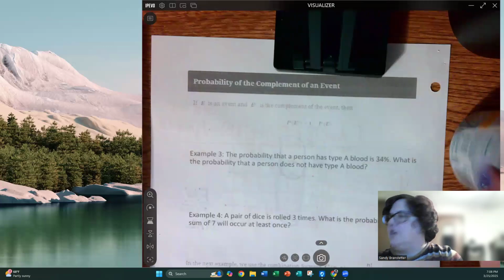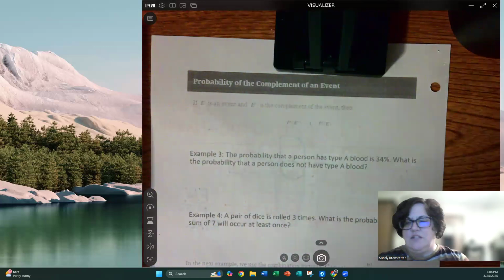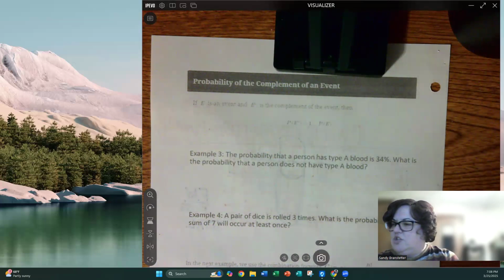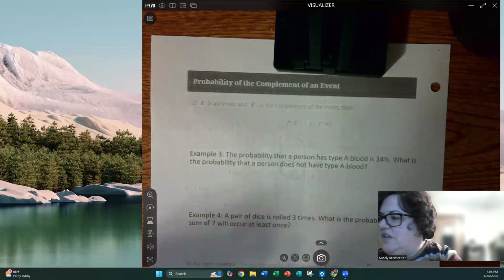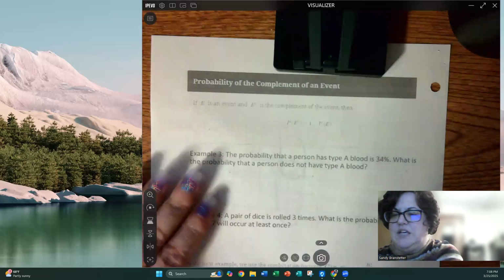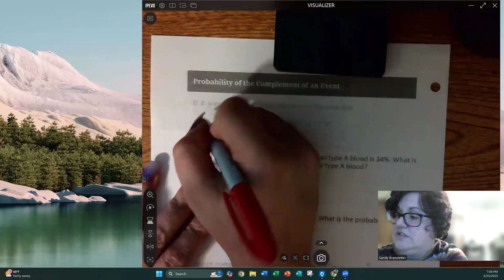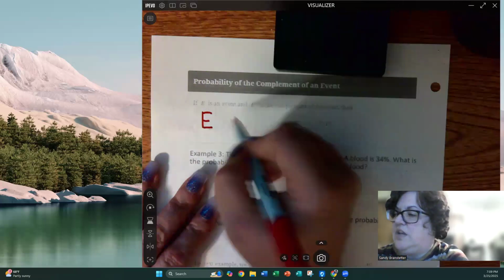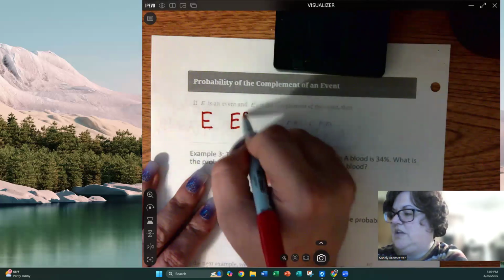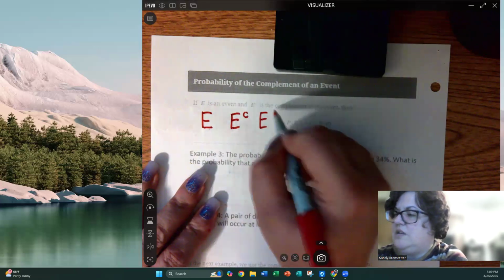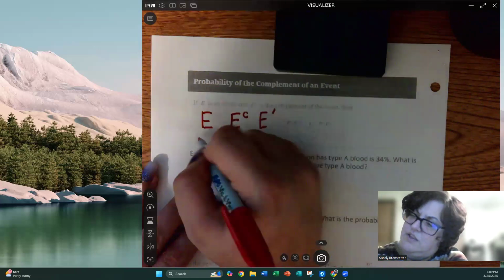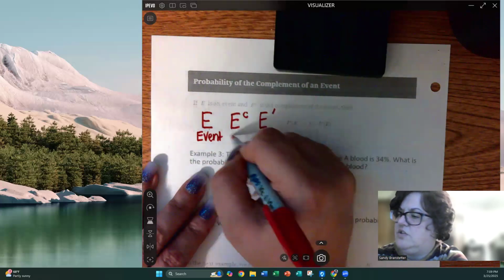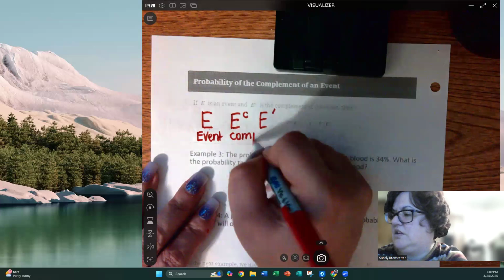The next part is the complement of an event. This is again a definition. If E is an event, then E complement is going to look like this. So E is your event. Then we can have E complement or E prime. This is your event, and then this is your complement.